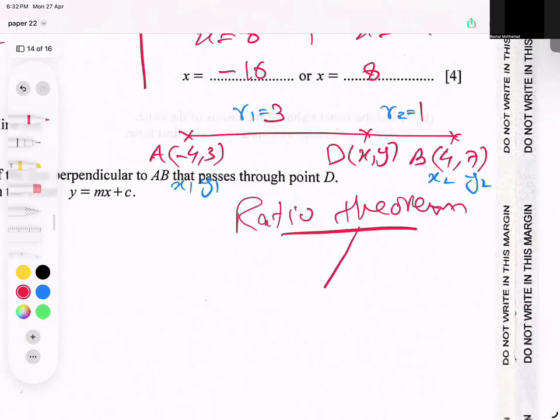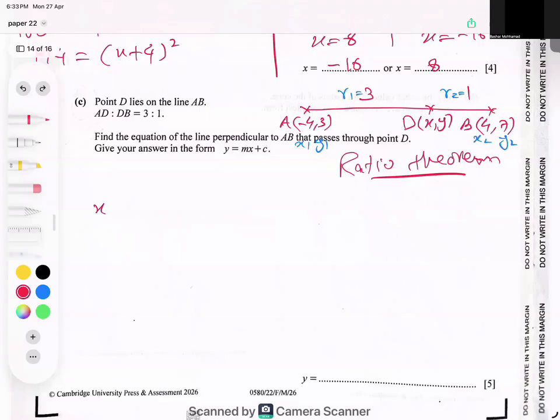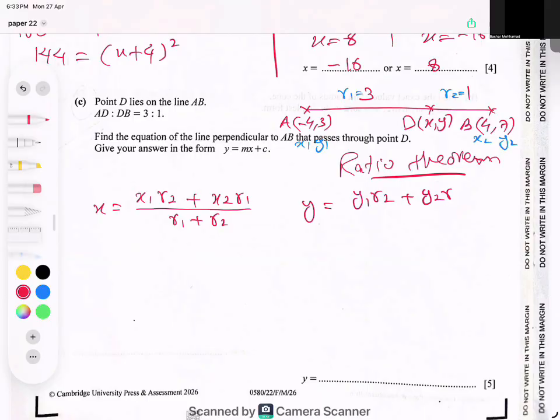Let's see now. What is the x formula? X value. So first apply the x value, then the y value. Get ready. The formula is x1 into r2 plus x2 into r1, divided by the sum of the ratios. I think it's very clear. I'm applying the same property for y: y1 into r2 plus y2 into r1, divided by what? R1 plus R2.